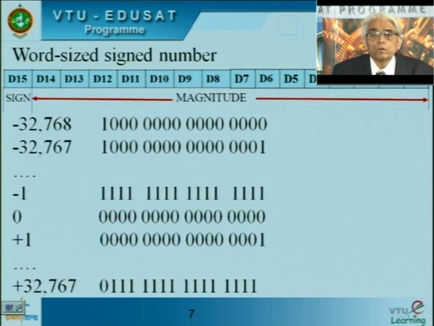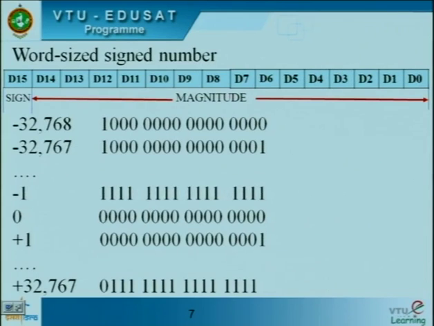Now when you talk about a number greater than plus 127 or less than minus 127, we have a range which can be accounted for using the word size, D0 to D15.